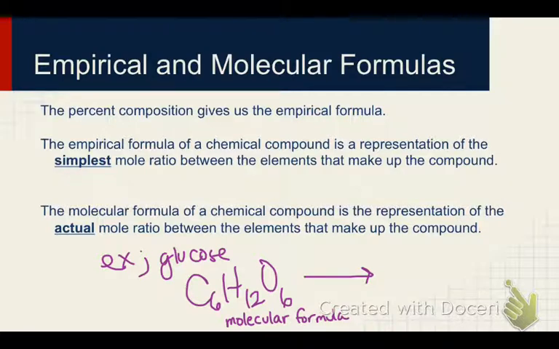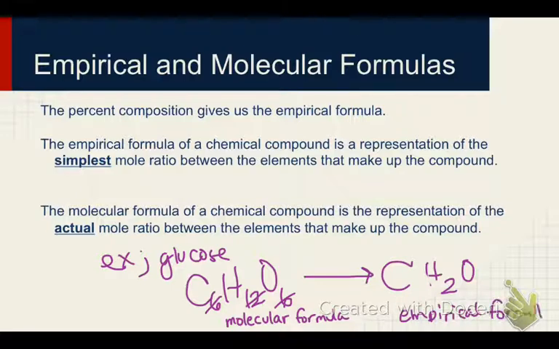The ratio 6 to 12 to 6 can be simplified if you divide everything by 6, to 1 to 2 to 1. And of course in chemistry we don't really write 1, so that'd be just CH2O. So that would be the empirical formula of glucose. So the empirical formula of glucose is just the most simplified mole ratio, whereas the molecular formula is the actual formula, like what is actually there.